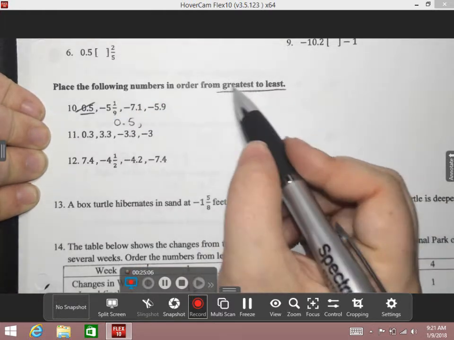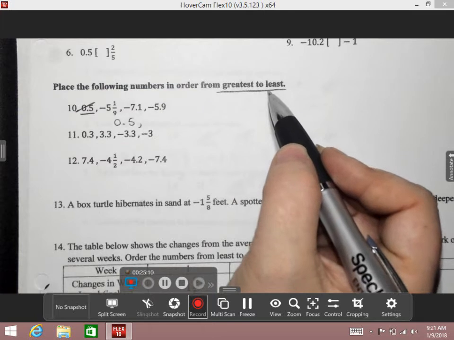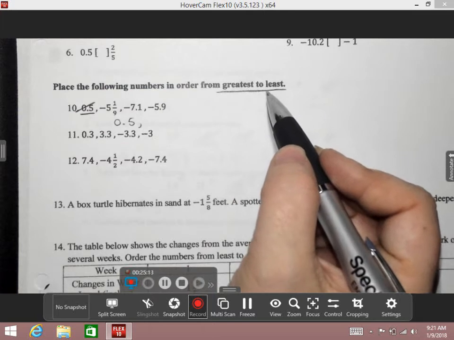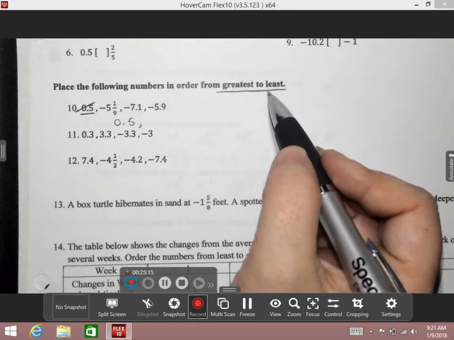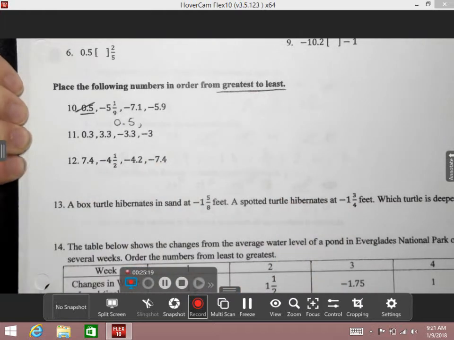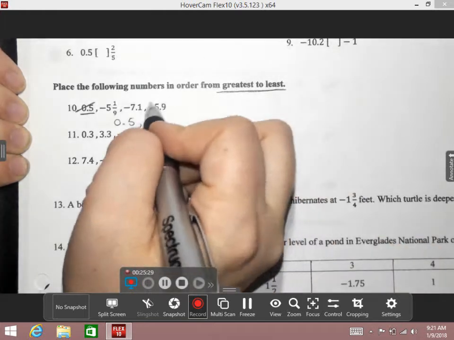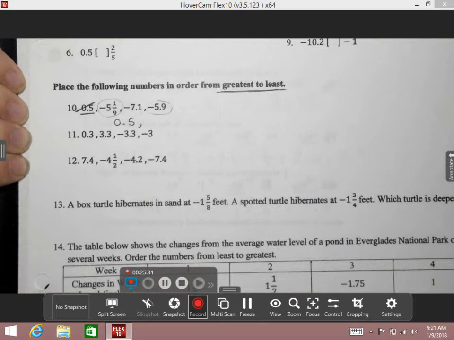Okay, remember I'm going greatest to least. So if I'm looking at the greatest negative number, negatives are opposites, I'm actually looking at the smallest one. Okay, so out of these, which ones are going to be the smallest? Which ones am I kind of comparing? Negative 5.9 and negative 5 1/9. We've got to figure out of these two, which one is smaller.